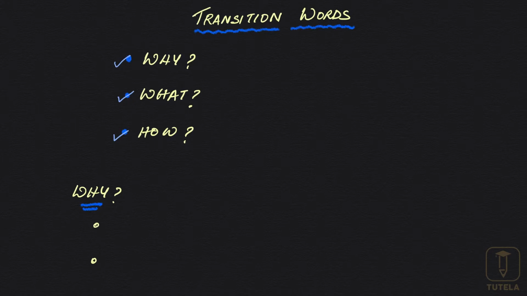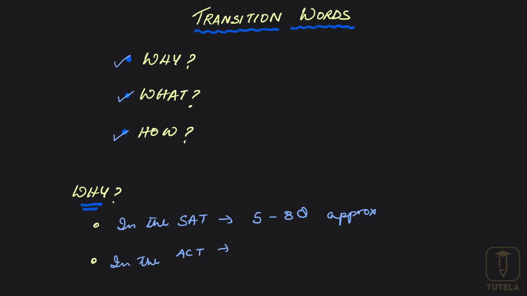Now, one must keep in mind that transition questions are among the most common rhetorical questions that are asked on the ACT and the SAT. These questions normally deal with joining and combining sentences, ideas together. Now, in the SAT, one can expect to get approximately 5 to 8 questions in different formats, of course. In the ACT, you can expect 4 to 5 questions approximately.